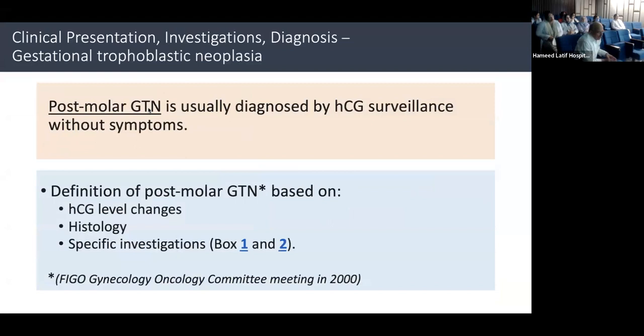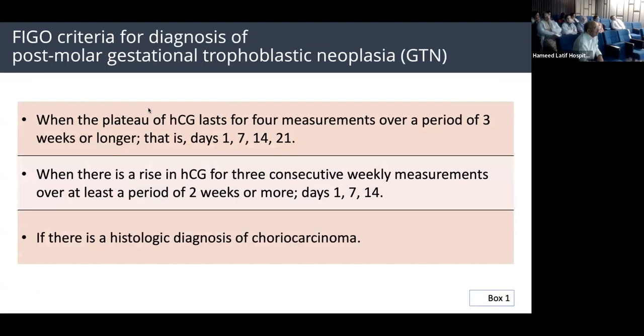Now, gestational trophoblastic neoplasia is usually diagnosed by HCG surveillance if there are no symptoms. The definition of post-molar gestational trophoblastic neoplasia is according to the FIGO Gynecologic Oncology Committee meeting, 2020; every 3 years they review these. Most of the material of this presentation is from the FIGO Gynecological Oncology Committee recommendations, which were given in 2021. The definition of postmolar GTN is based on HCG level changes, histology, and specific features: when the plateau of HCG lasts for 4 measurements over a period of 3 weeks or longer, that is day 1, 7, 14, 21.